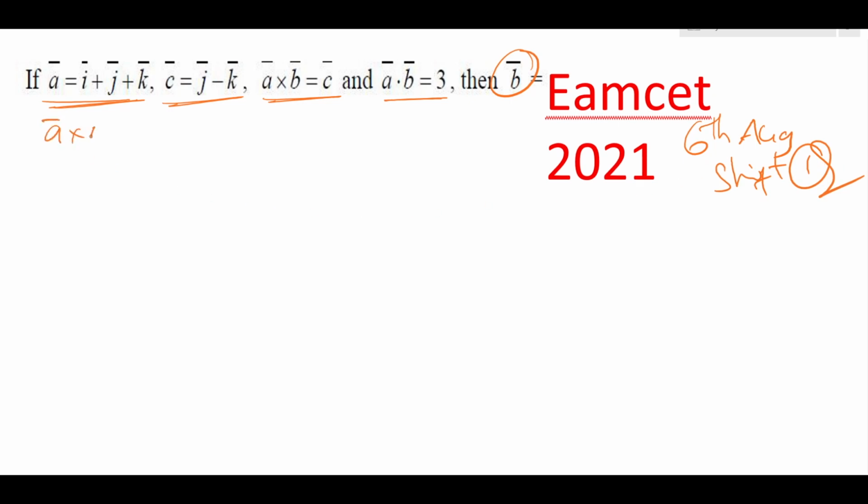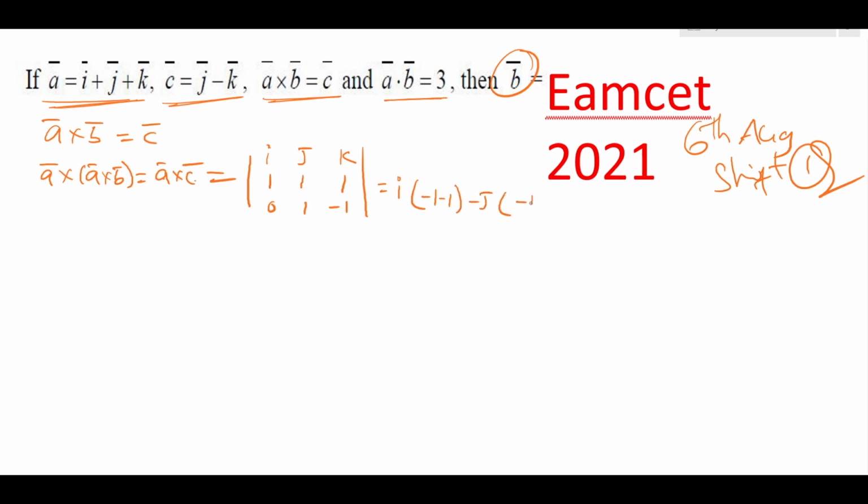Here is given a cross b is equal to c bar. Now applying cross product with a bar, that is a bar cross (a bar cross b bar) is equal to a bar cross c bar. That is a bar cross c bar means, that is i, j, k. a bar vector is i, j, k coefficients 1, 1, 1 and c bar is 0, 1, minus 1. Now find the determinant of this. i of minus 1 minus 1, minus j into minus 1 minus 0, plus k of 1 minus 0, that is equal to minus 2i plus j plus k.